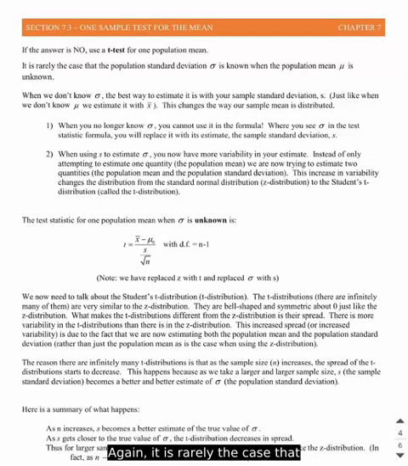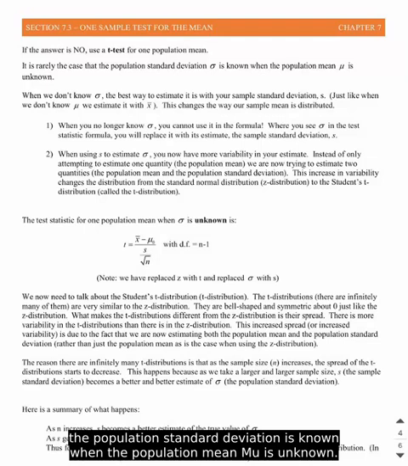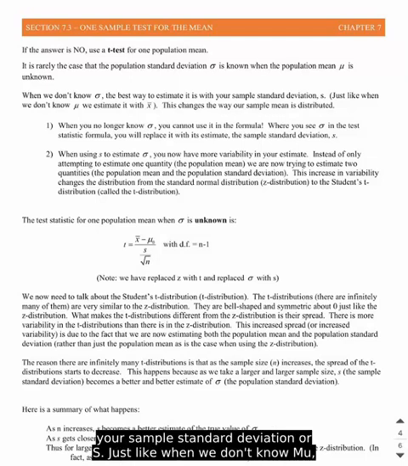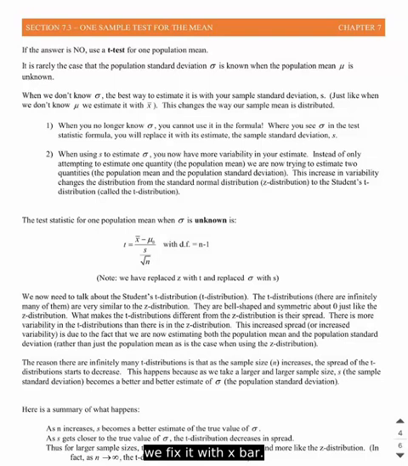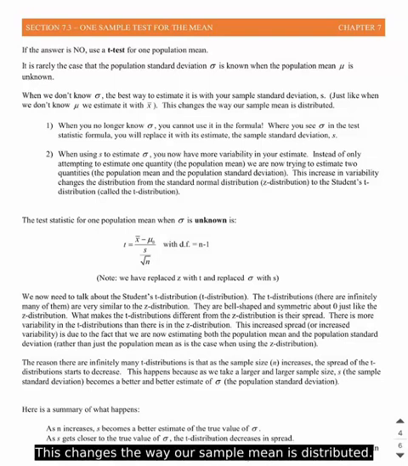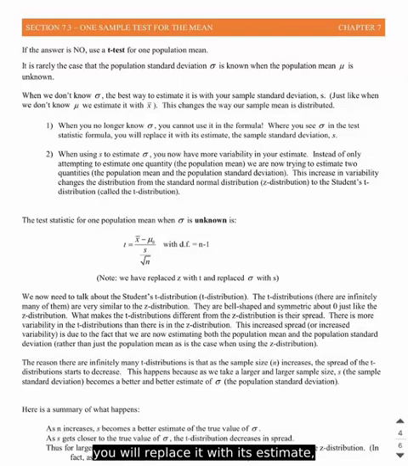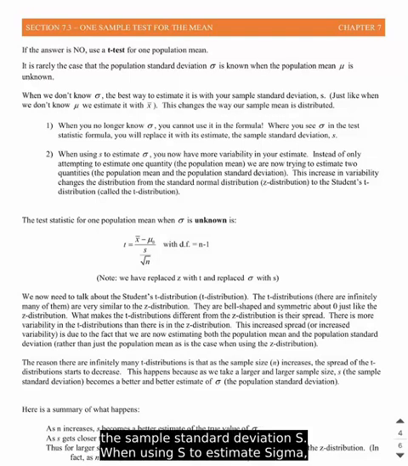It is rarely the case that the population standard deviation is known when the population mean mu is unknown. When we don't know the population standard deviation, the best way to estimate it is with your sample standard deviation, or S, just like when we don't know mu, we fix it with x bar. This changes the way our sample mean is distributed. When you no longer know the population standard deviation, you cannot use it in the formula. Where you see the population standard deviation, or sigma, in the test statistic formula, you will replace it with its estimate, the sample standard deviation S.